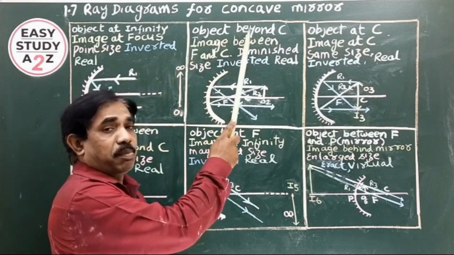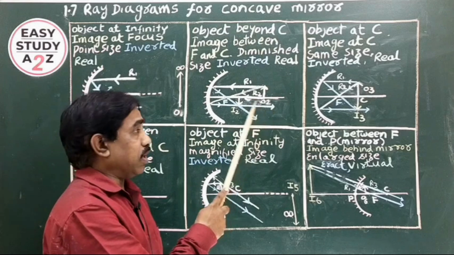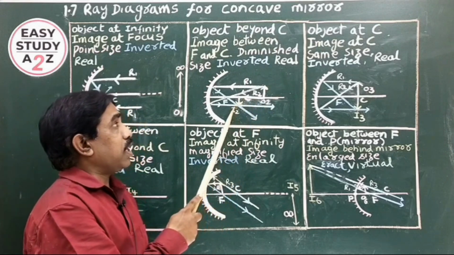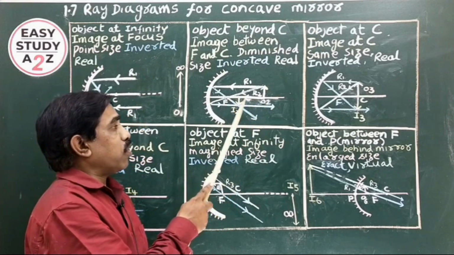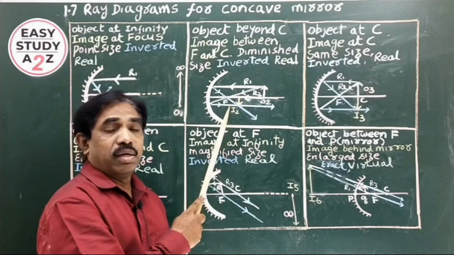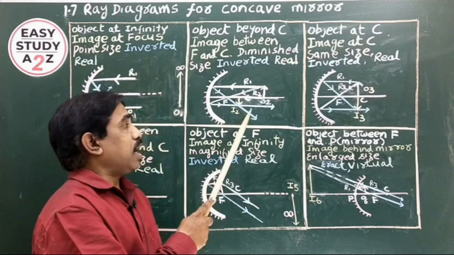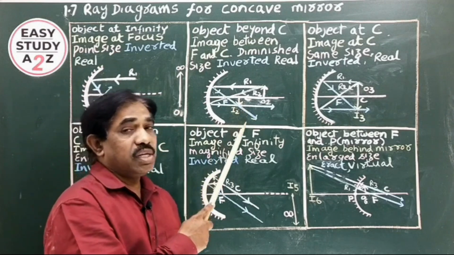So when the object is kept beyond the center of the curvature, we get an image between the focus and the center, and the image is diminished, inverted, and real.